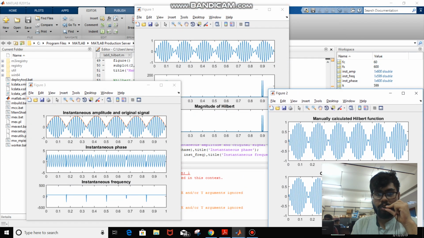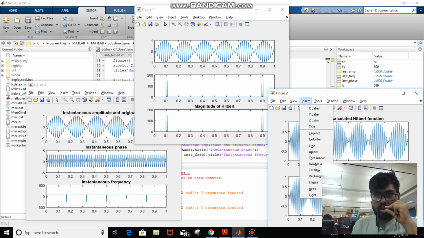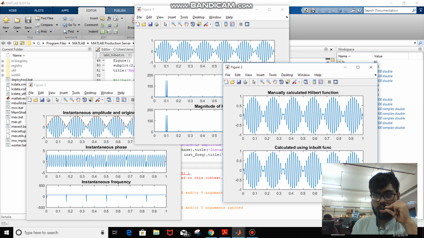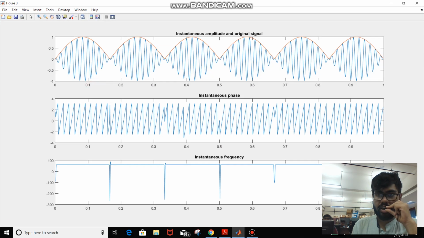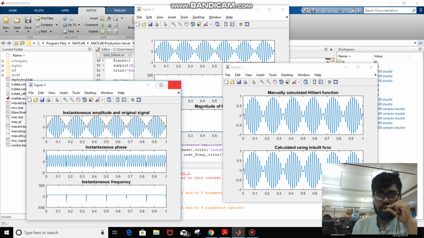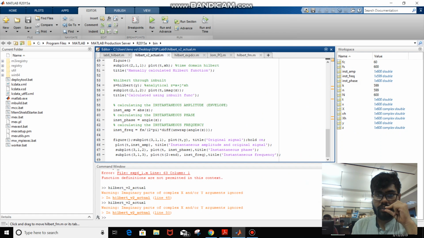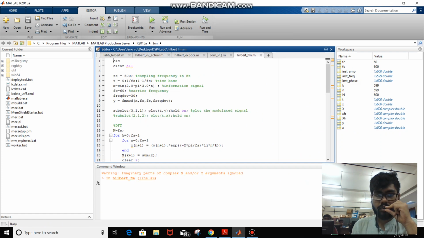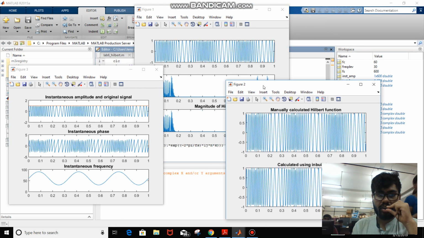Here for amplitude modulation we can see the original signal, the frequency components, the manually calculated and inbuilt function calculated Hilbert transforms, and we can see the instantaneous amplitude, the instantaneous phase and instantaneous frequency. Similarly, we can do the same for frequency modulated signal as well. Here we can see that the information is modulated in the instantaneous frequency.